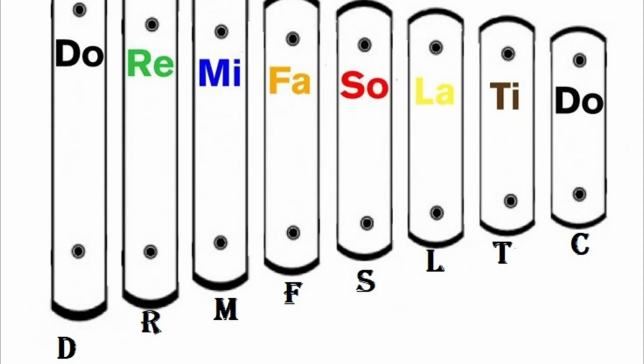D equals do, low. R equals re. M equals mi. F equals fa. S equals so. L equals la. T equals ti. C equals do, high. C is now our high note, and in Scratch, we'll match it to the sound C2 electric piano.